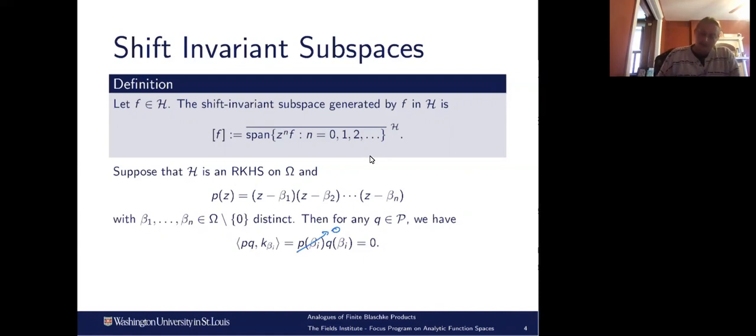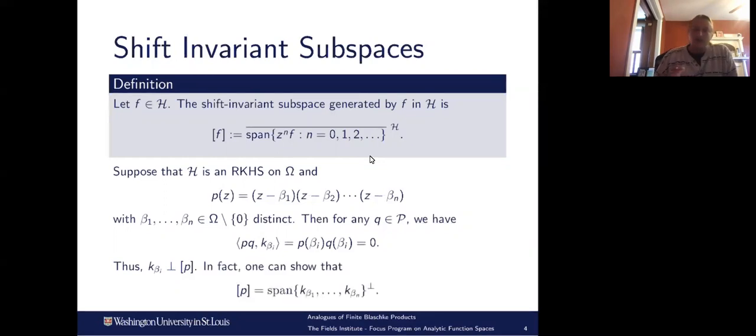Right? So K beta I is orthogonal to bracket P. That's just because PQ is going to be dense in bracket P. All right, but something stronger is actually true. That bracket P is precisely the orthogonal complement of the span of the kernel functions. Okay, and you can prove this using some dimension counting arguments.